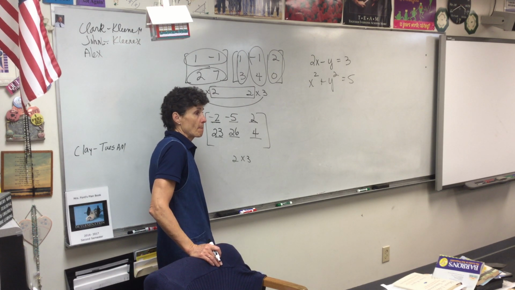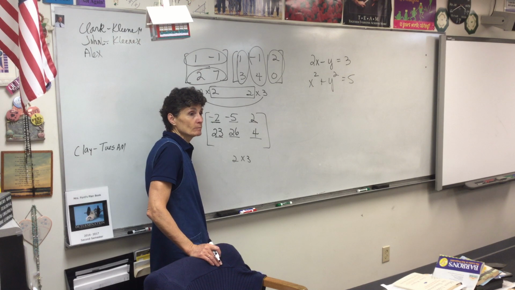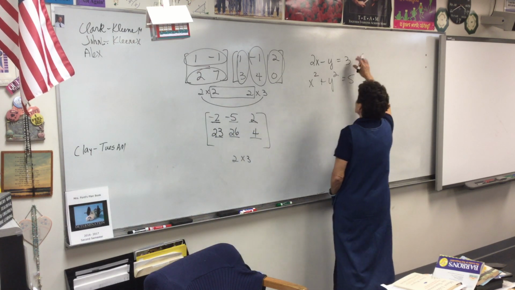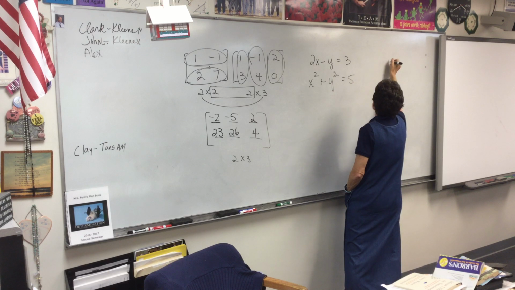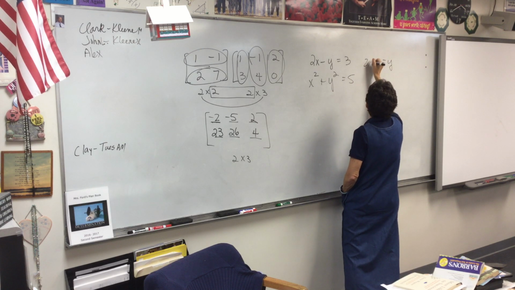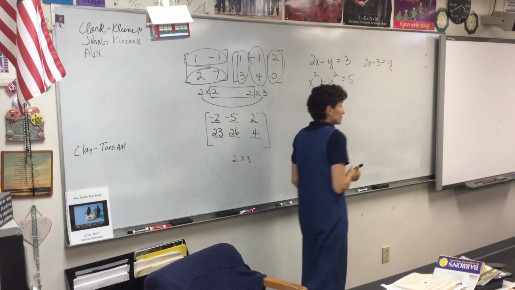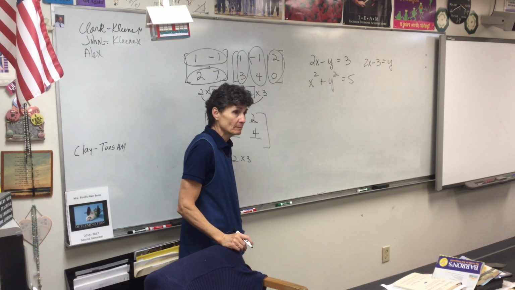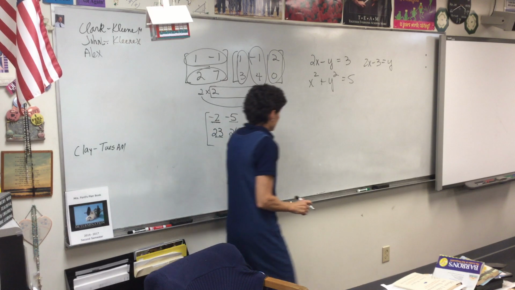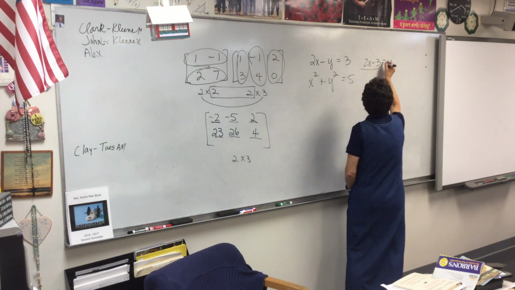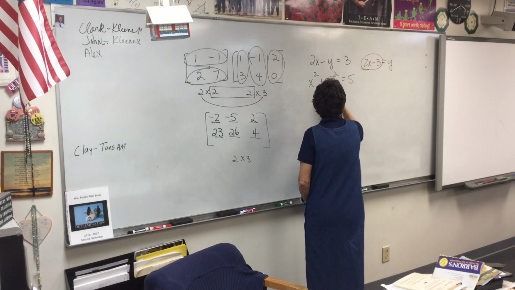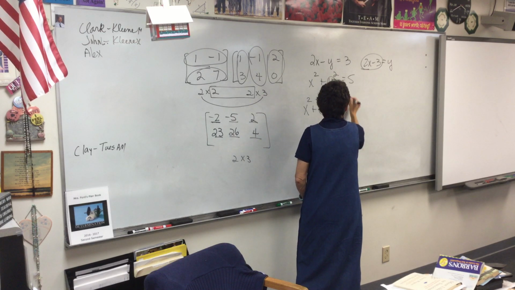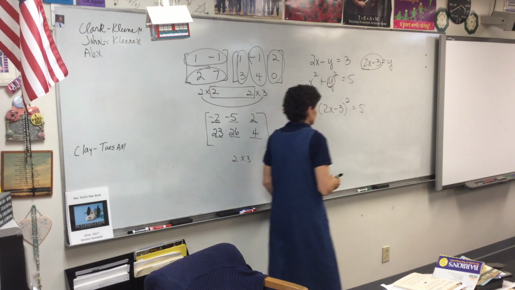What do you want to do? The top row, you can get y by itself, she says. So doing a little rearranging, it looks like y equals 2x minus 3. All right. And Taylor, what was the purpose of that? So you can plug it into the second one. You do a little substitution. We're going to take that and plug it in right here. So we have x squared plus (2x minus 3) squared equals 5.